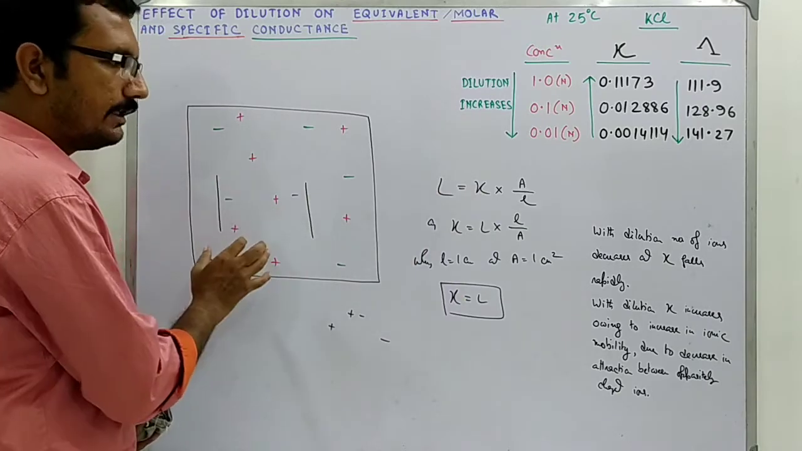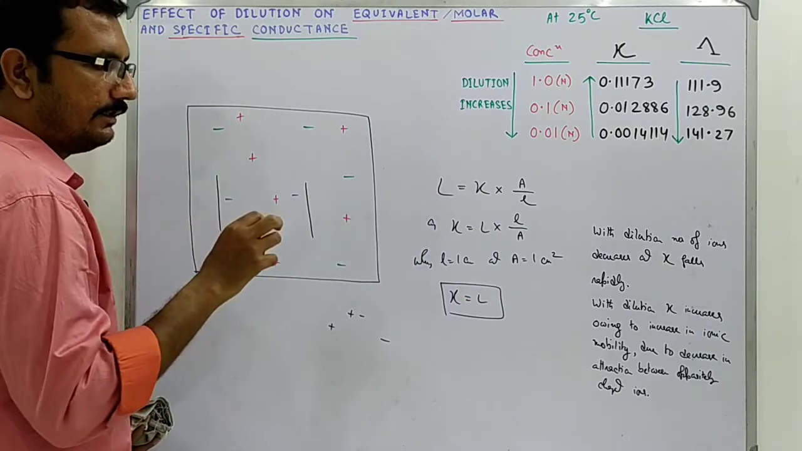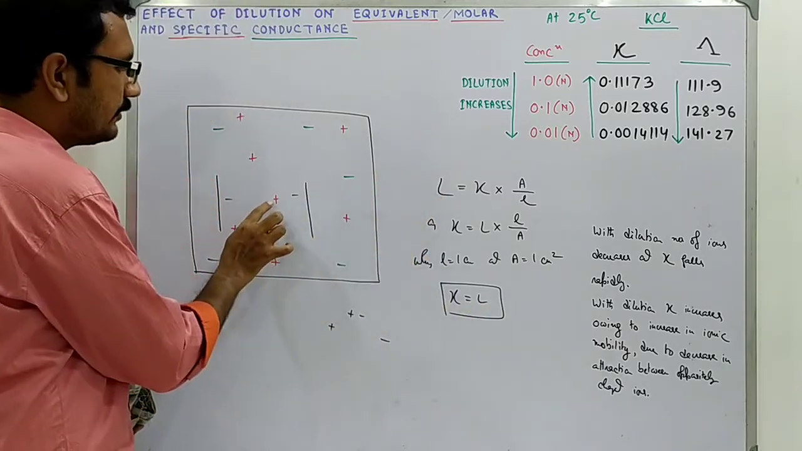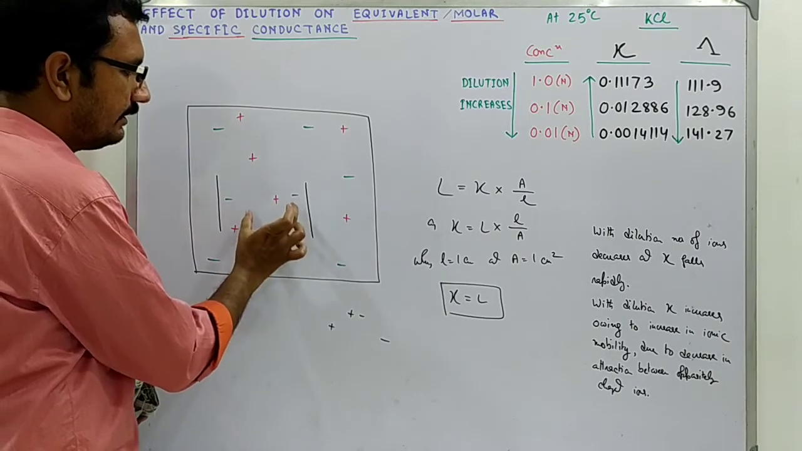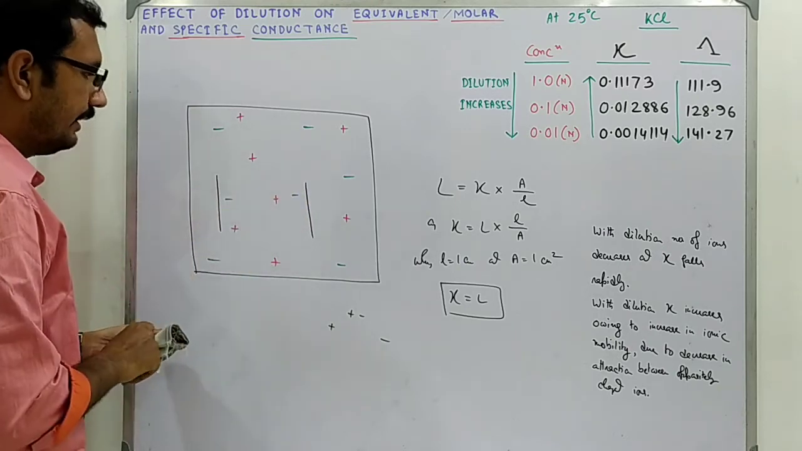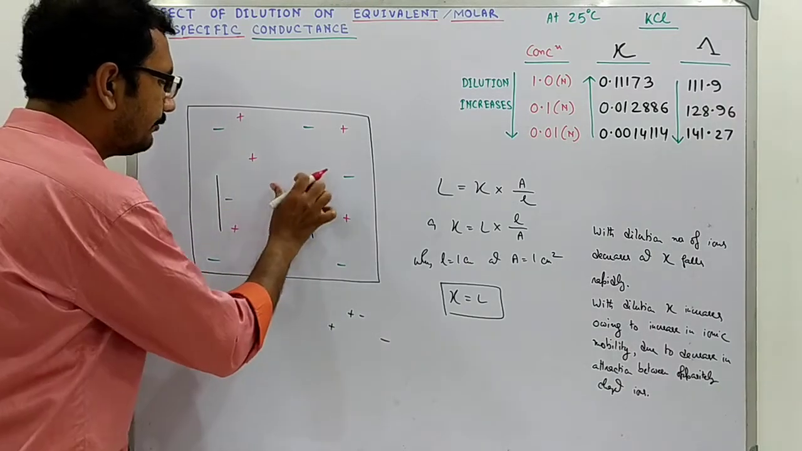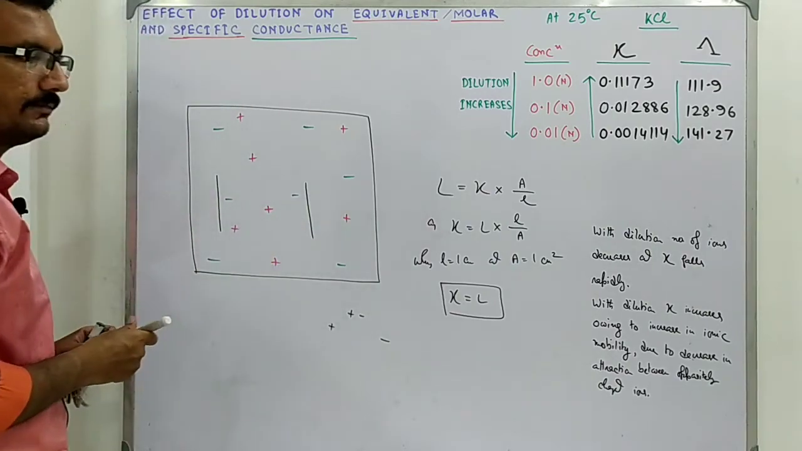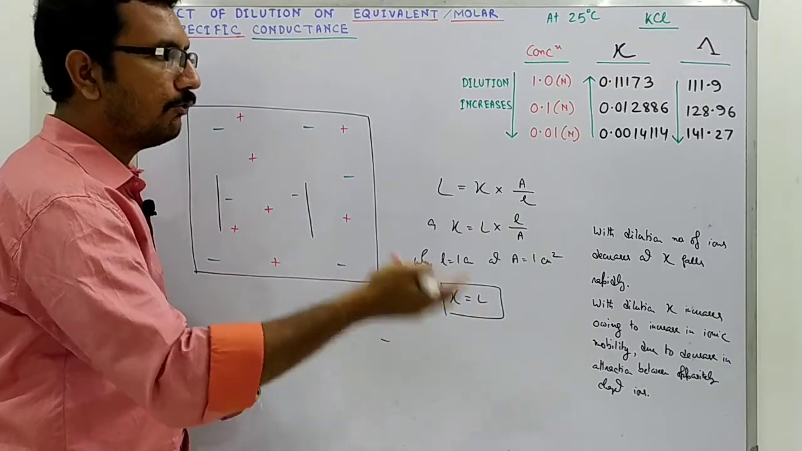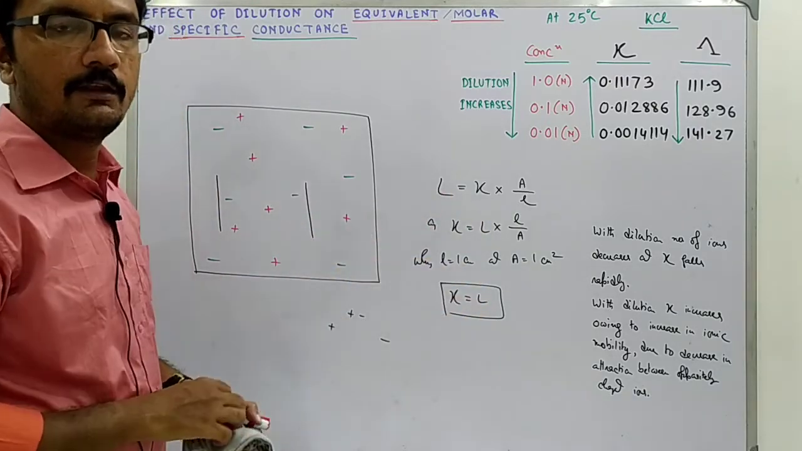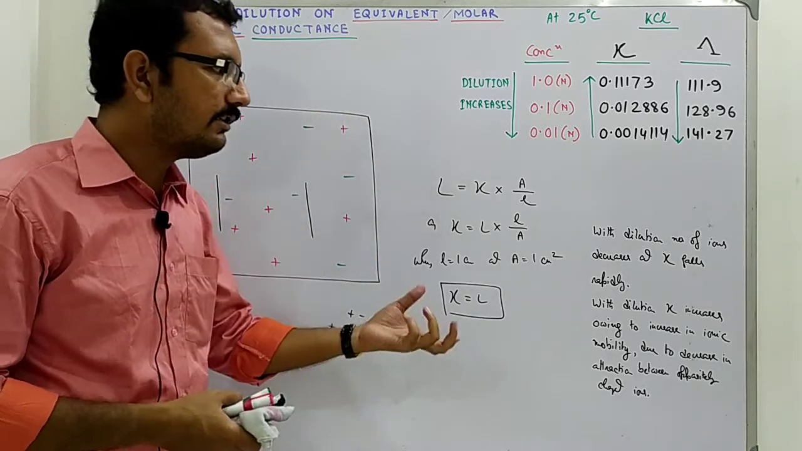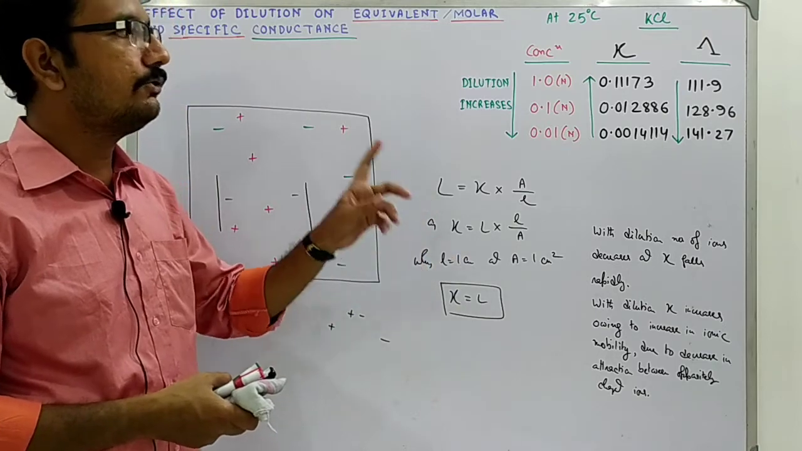Number of ions is decreasing, and that is a dominating factor. So, kappa falls rapidly, but the speed of ions is increasing due to decrease in the attraction between the oppositely charged ions, since they are getting more separated from each other owing to dilution. So, kappa is increasing by small amount and decreasing by huge amount. So, overall it will fall. So, with increasing dilution, with decrease in concentration of the solution, kappa is going to fall.